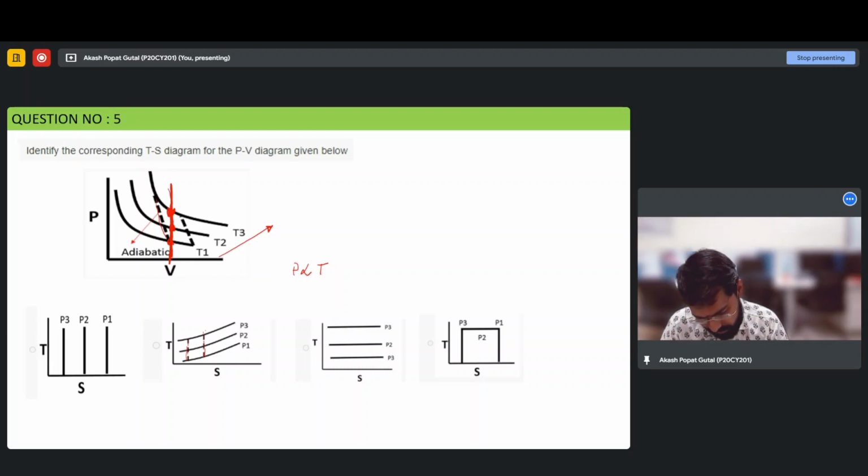P1, P2, P3. As you can see, the P1 curve is lower here, P2 is middle, and P3 is higher. So that's why. And for adiabatic also, we know that entropy is constant. Because of that, the second option is correct.